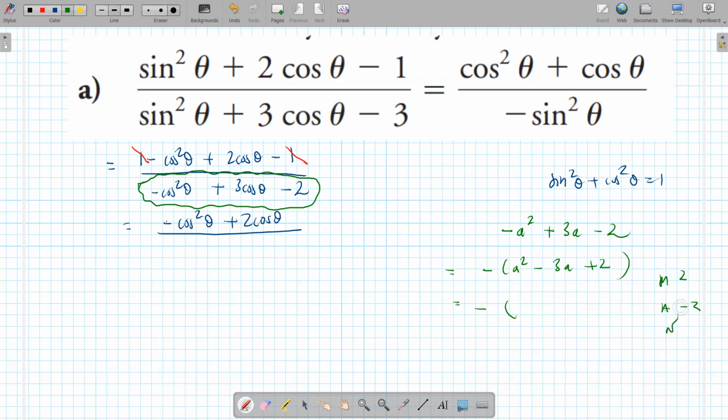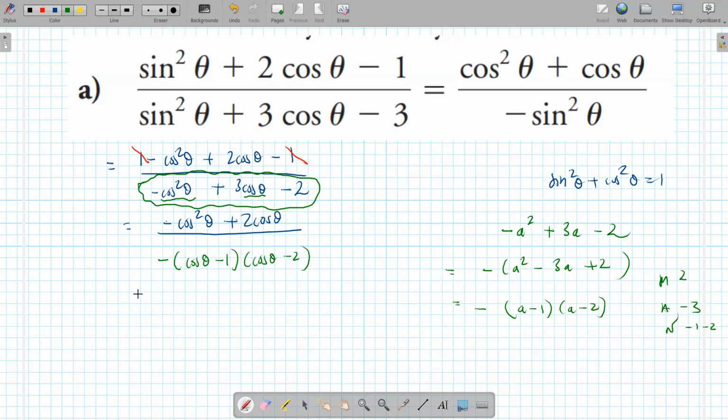Multiply to 2 and add to -3. What are the numbers? -1 and -2. Yeah, -1 and -2. So you can rewrite that as a minus 1 times a minus 2. A is just cosine theta. That's the only difference here. This entire thing is a, okay? So then you get minus cos theta minus 1 and cos theta minus 2.